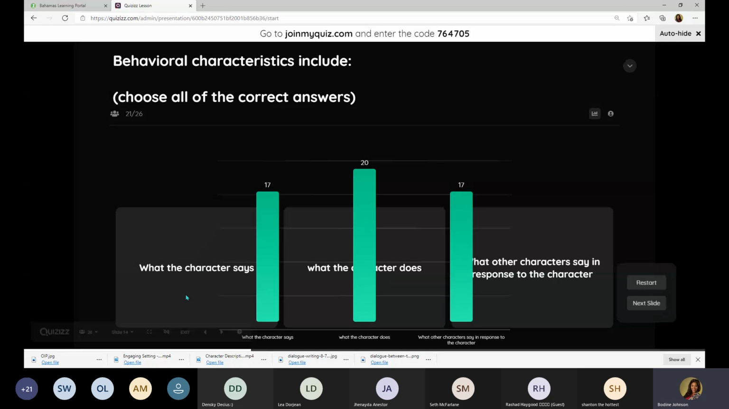They are all correct. It's what the character says, it is what the character does, and it's what other characters say in response to the character. So we learn about the character based on what they say. We learn about the character based on what they do, but also other characters interact with one another. So what ends up happening is we learn about how the character behaves based on what other characters say.